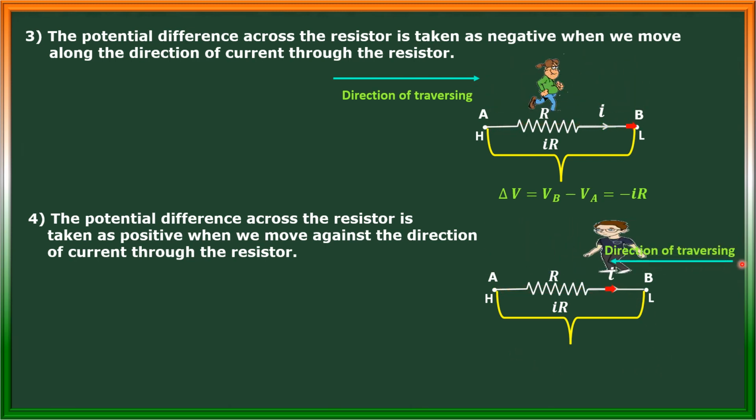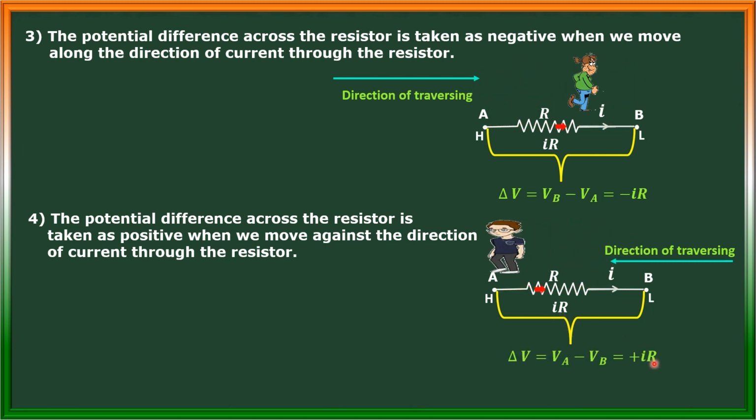This is the direction of traversing. That means I am moving from point B to A, that is from lower potential to higher potential. For that reason, we have to take IR as positive. Delta V is equal to VA minus VB. We get plus IR because VA is greater than VB. Okay. So these are the sign conventions we must follow in applying Kirchhoff's loop rule.